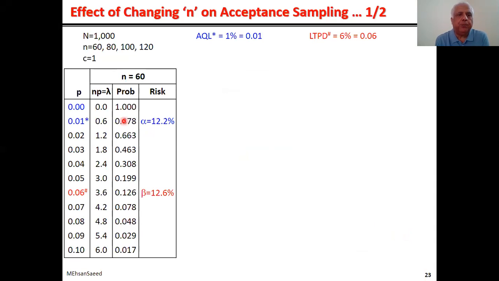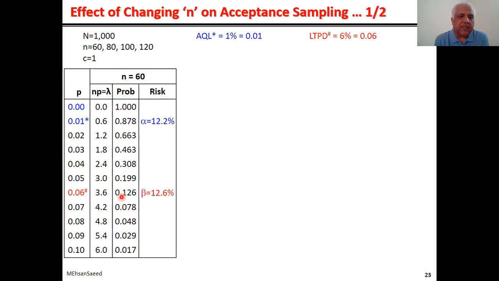And here we are, 0.878 and 0.663, and you can find the values for the rest. Okay, this is acceptance probability. What is rejection probability? 1 minus this, which will come to 0.122, and rejecting something good at AQL is alpha risk. So 1 minus 0.878 is 0.122, which is equal to 12.2%, which is alpha risk.